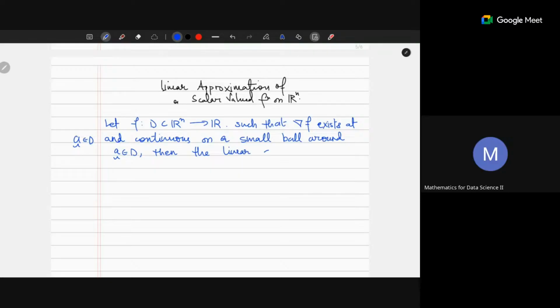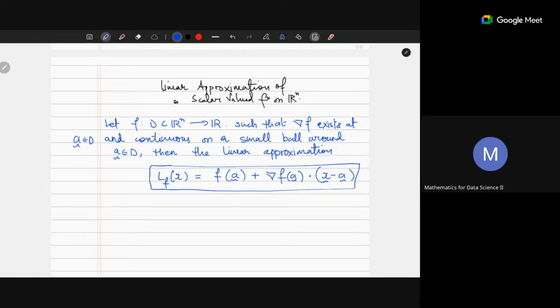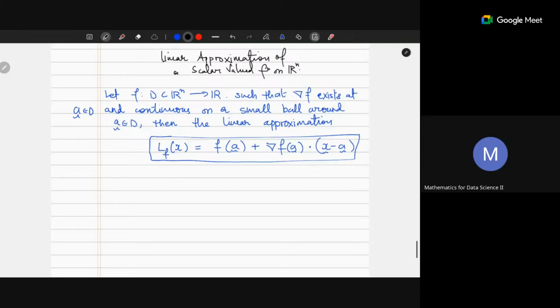the linear approximation is defined as f of Lx, the linear approximation of f in the neighborhood of x, given by f of a tilde plus the gradient dot product with x tilde minus a. All right. So let us see some example of this.